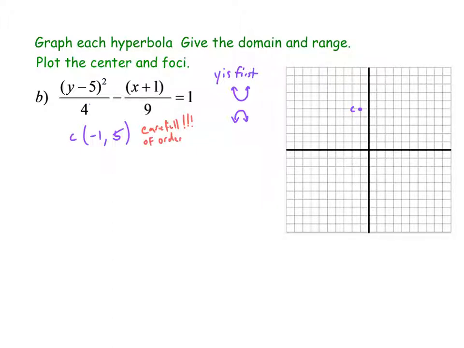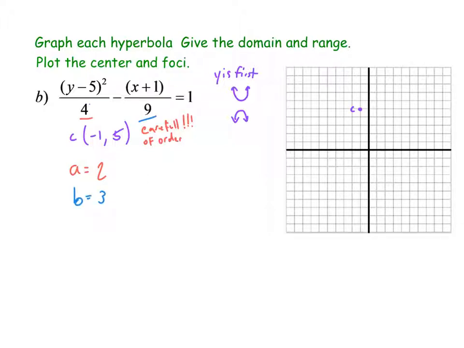So careful with the order. And then we want to figure out what A and B are. A should always go first. A is always first, and so that means that A is 2, B is always second, so B is 3.